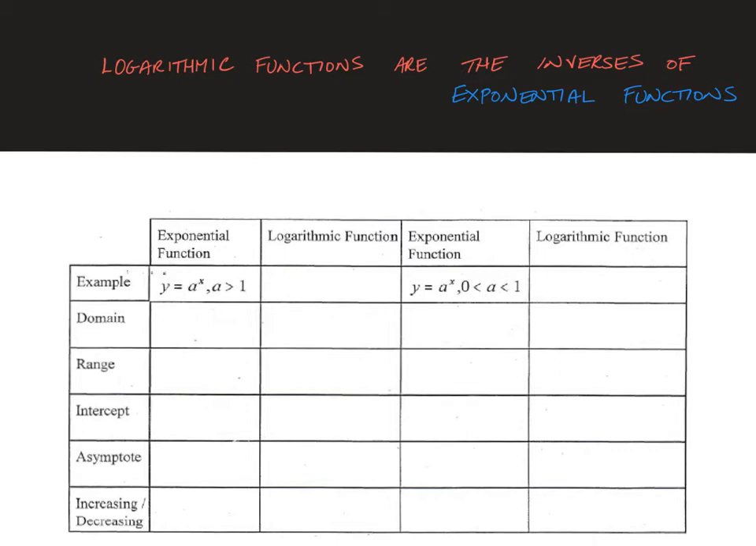So what I'd like everyone to do right now is to take a look at the first column. I'm going to put that column in blue because I'm going to keep everything that's exponential in blue. In that first column, I'd like you to fill in all the properties of an exponential graph that takes the form y equals a to the exponent x, where a is greater than 1. So fill in all those properties, for instance, for y equals 2 to the exponent x. I want you to pause the video. Go ahead.